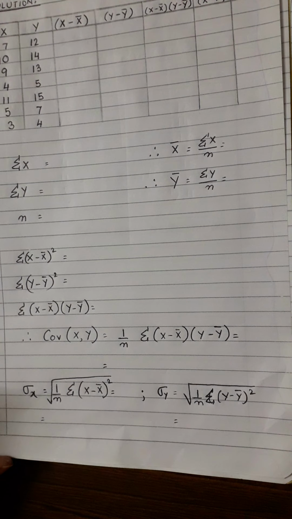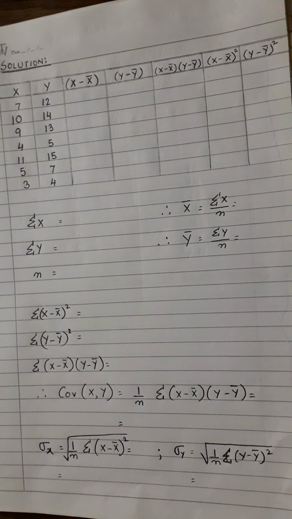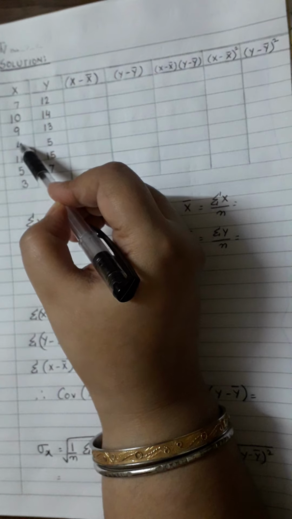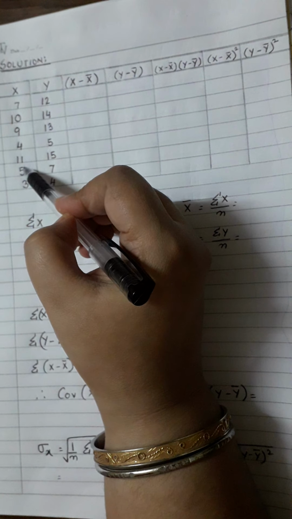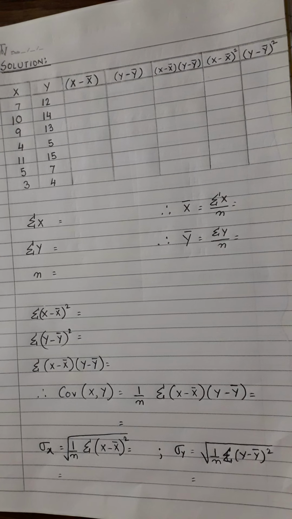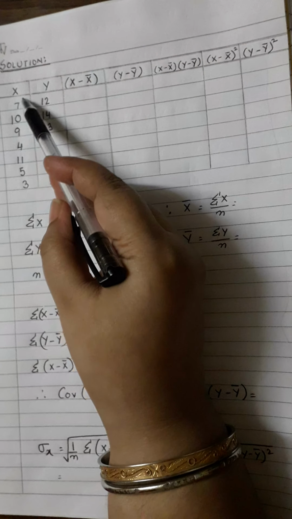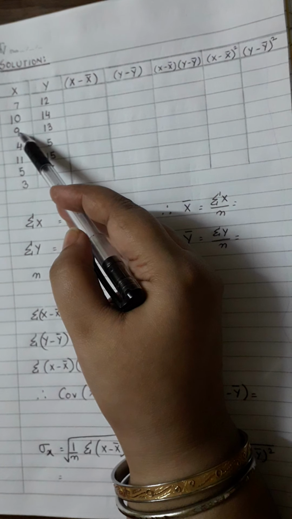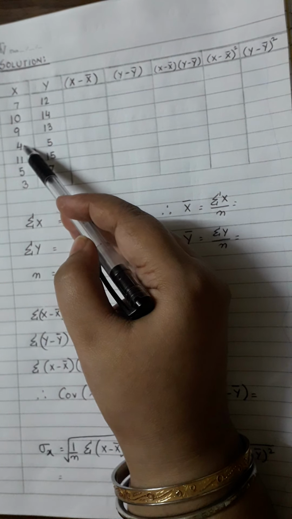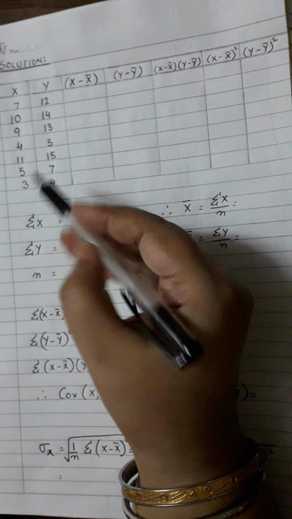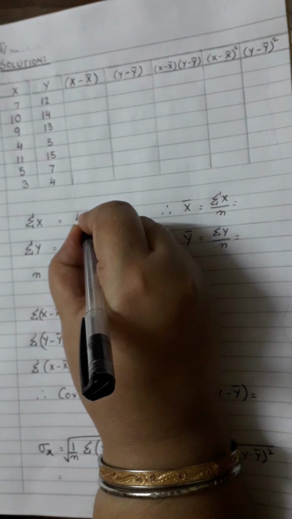Now let us go ahead and make the calculations. So we have x as 7, 10, 9, 4, 11, 5 and 3. So let's sum it up. The sum total of x here: 7 plus 10 plus 9 is 26. 26 plus 4 makes 30. 30 plus 11 is 41, plus 5 is 46, plus 3 makes 49. Summation x is equal to 49.